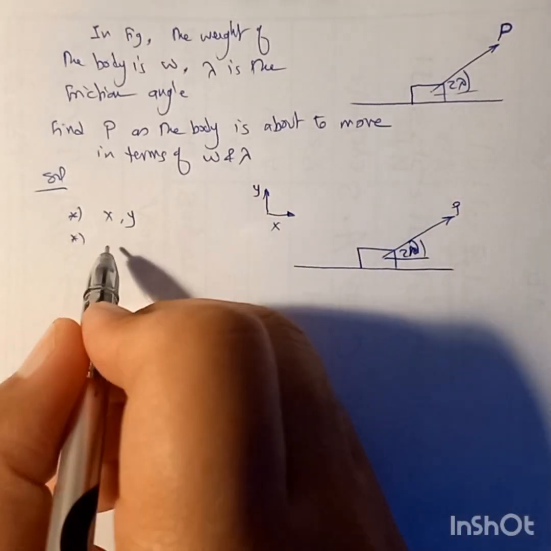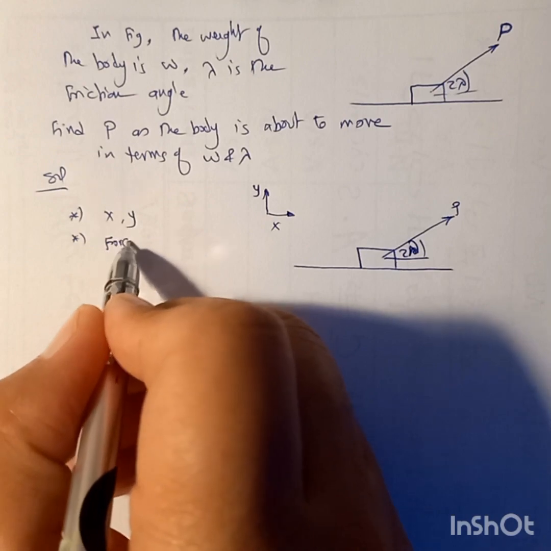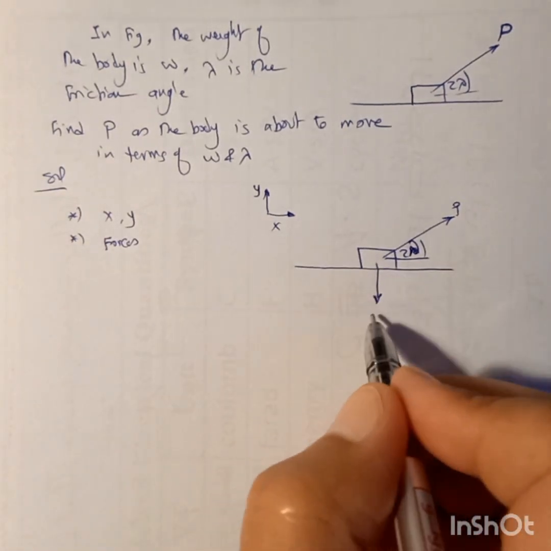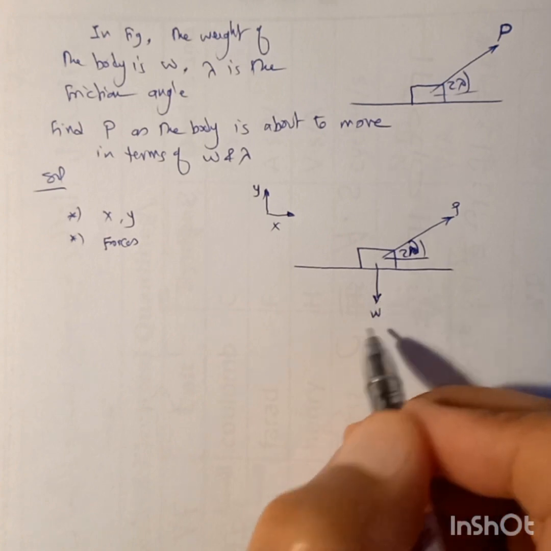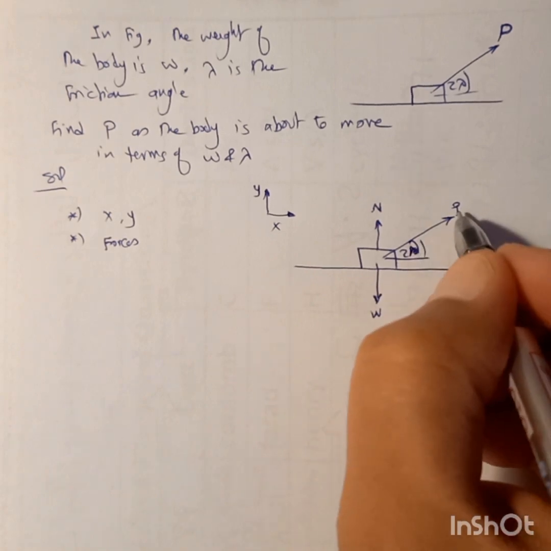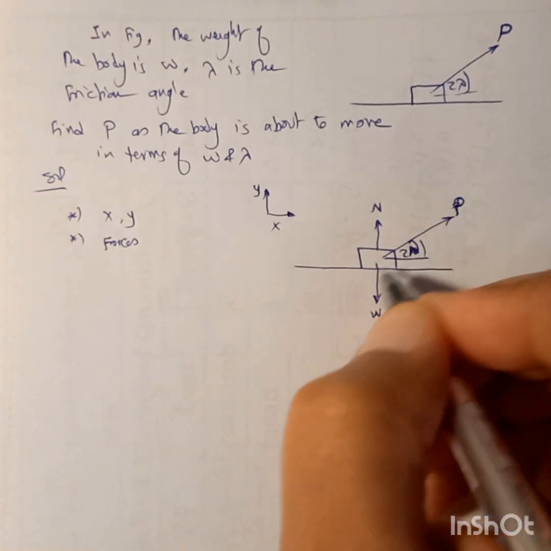Number 2, we have to identify the forces acting upon this body. We have weight W acting vertically downwards like this. We have the normal reaction here, and of course this external force P.